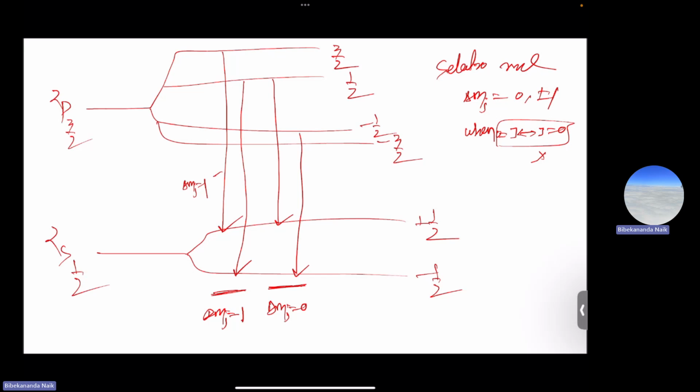Then minus 3/2 to minus 1/2, and minus 1/2 to plus 1/2. For these two delta mj will be minus 1. So there will be 1, 2, 3, 4, 5, 6. There will be 6 transitions.